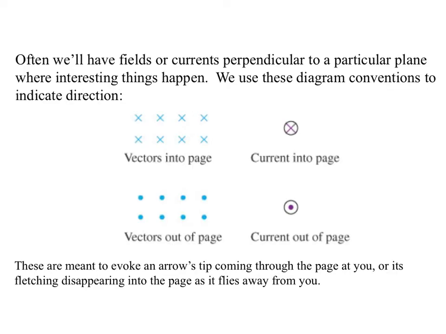Very often we'll have fields or currents that are perpendicular to a particular plane where interesting things happen. In other words, we'll have maybe all the motions happening in the plane of the screen, but we'll have a magnetic field that is perpendicular to that, or maybe with a velocity which is perpendicular to that, or whatever. And since drawing three-dimensional isometric drawings is annoying and hard, we have a new convention. We say that vectors that go into the page have little x's, and currents into the page have little x's and circles, and vectors that come out of the page have little dots, or they have dots inside a circle.